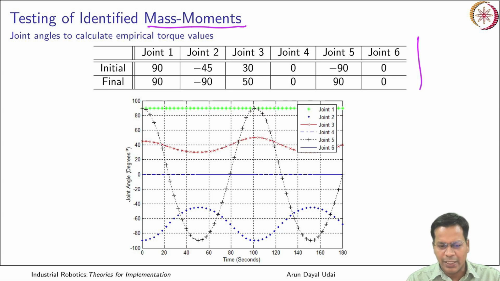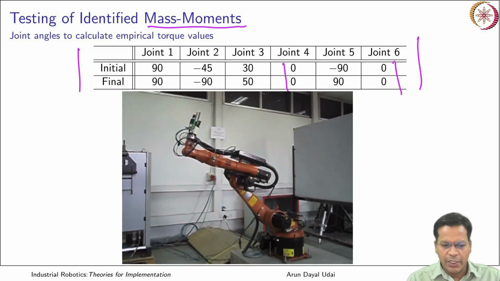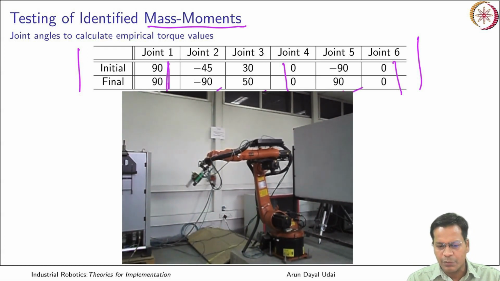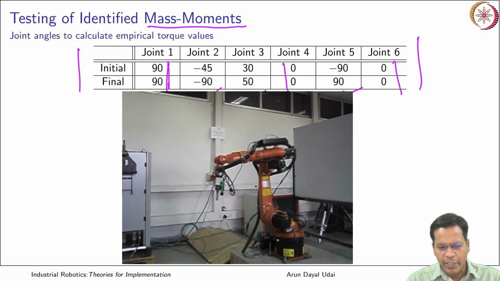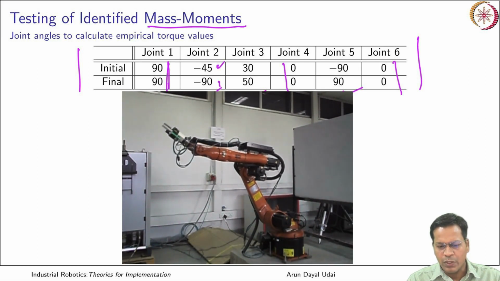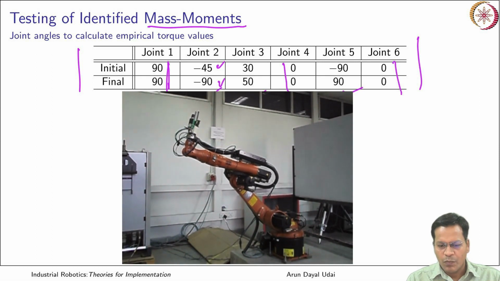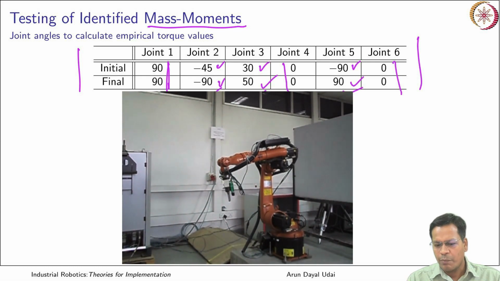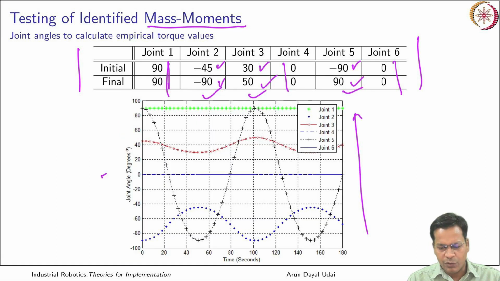Okay, so this is the test trajectory, which is sagittal plane motion only, without moving joint 4 and joint 6. I am making some straight motion like this. This also is not moving. So only this and this are moving. Axis 2 I have made move from minus 45 to minus 90, joint 3 from 30 to 50, and joint 5 from minus 90 to plus 90. So these are the variations. This is the test joint angles with time.